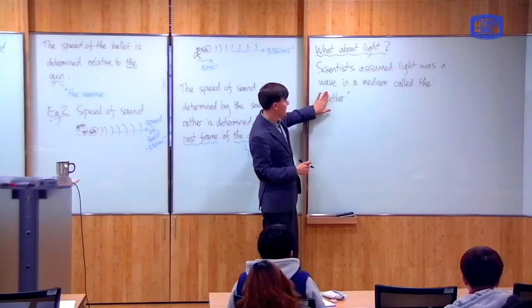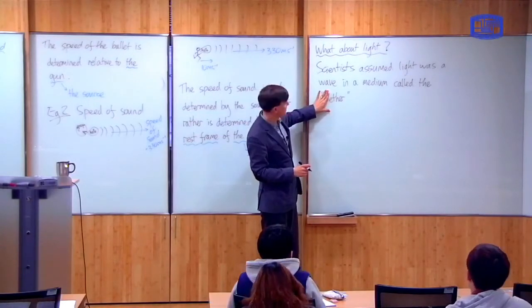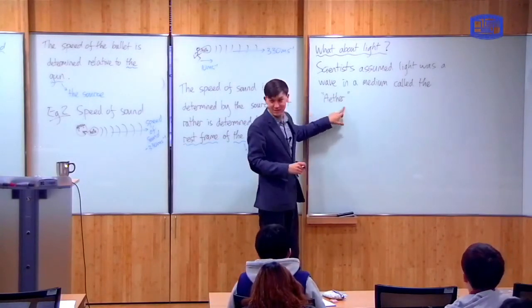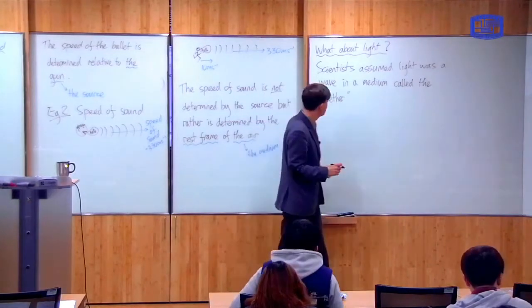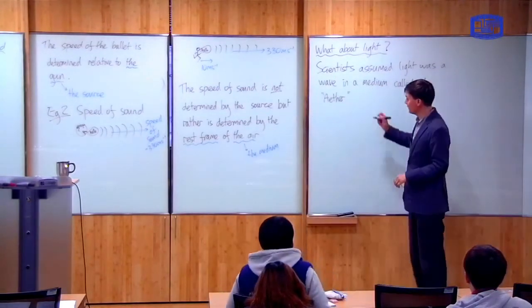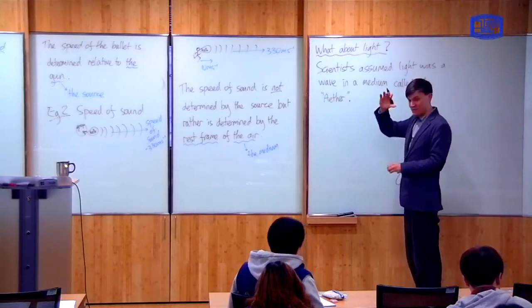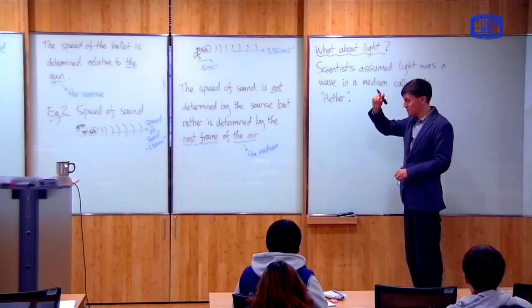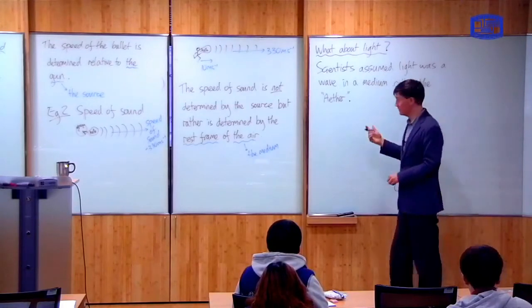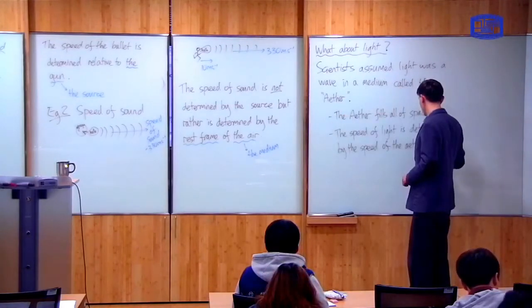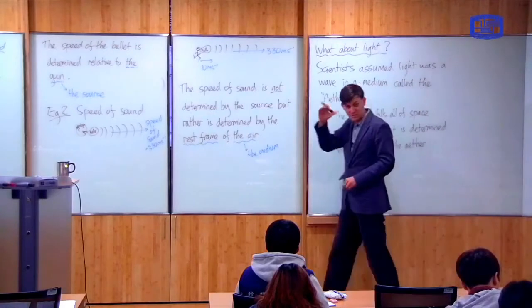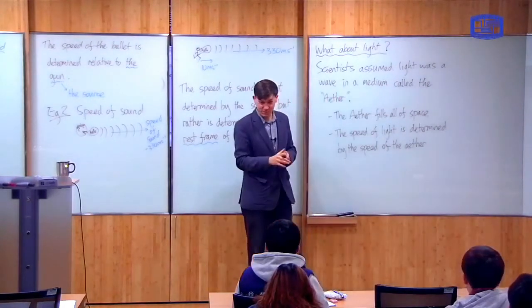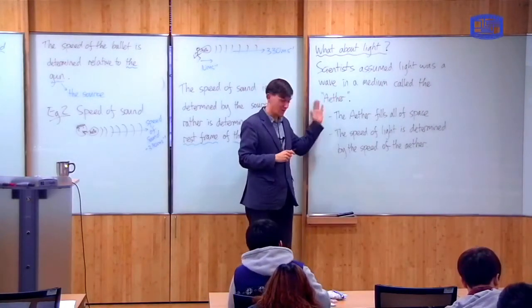Some people spell it without the A, by the way. So you may see just E-T-H-E-R or A-E-T-H-E-R. I'm going to use this one. They assumed that there was this ether throughout all of space, and the speed of light was determined by the speed of the ether. So that was the most popular hypothesis of the time.